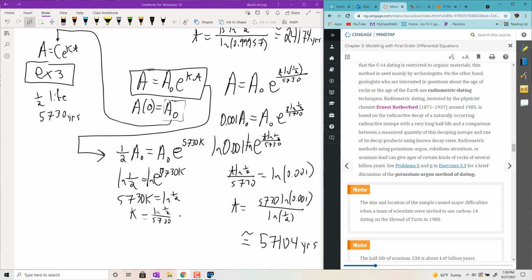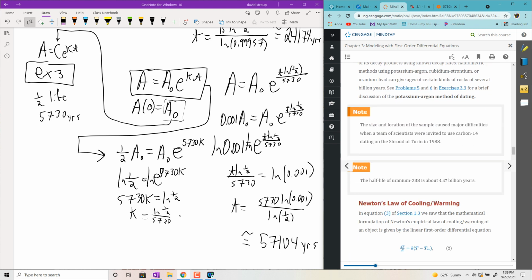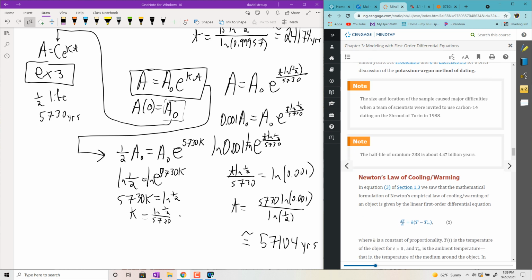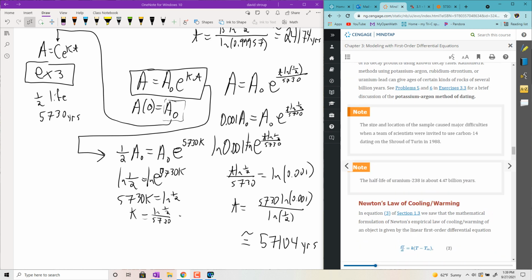So then they're talking about carbon-14 in further detail if you're interested. They used it on the Shroud of Turin, apparently.